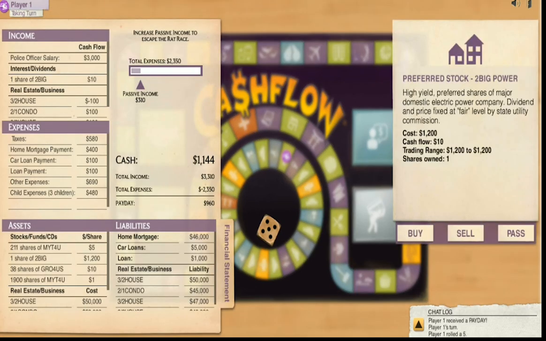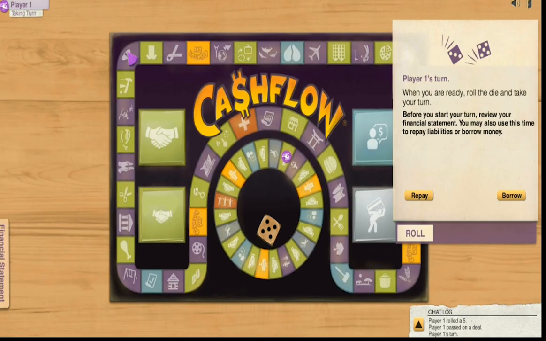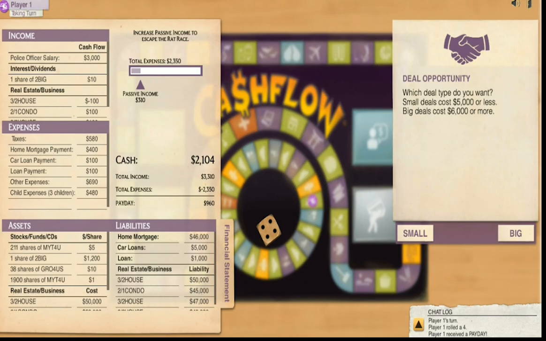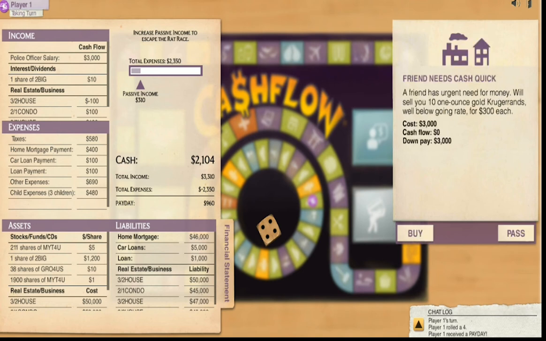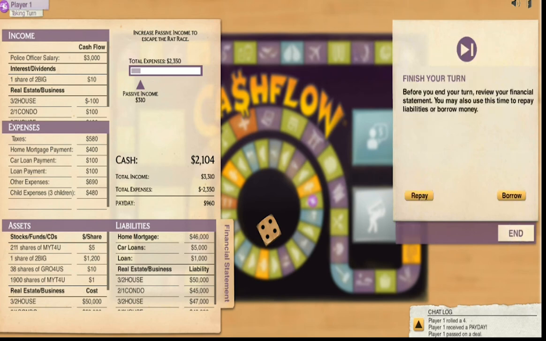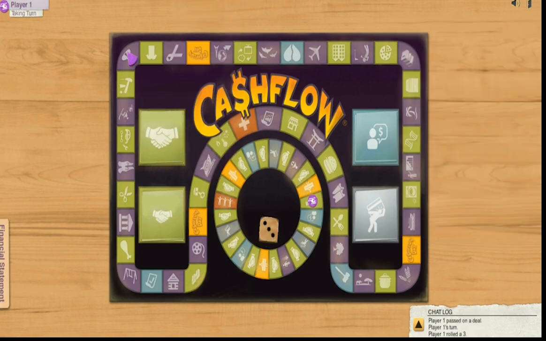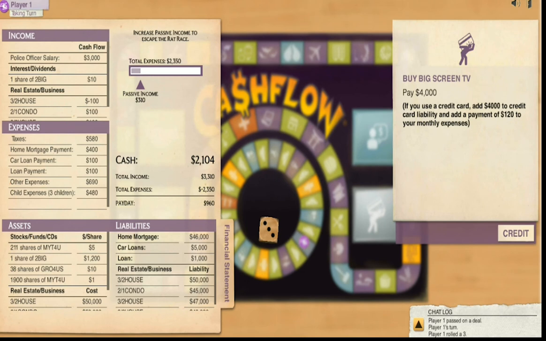Okay, cost 1,000 and cash flow. I can sell or buy more, but I will pass. There is no deal for it, you understand? Down payment 3,000 and cash flow 0, but I don't have enough cash, and if I buy, I would borrow from the bank, but I don't think it's a good deal now, because I don't have enough cash. But if I had enough cash, I may buy it. Here, buy big security. Oh my god, I will pay a lot.